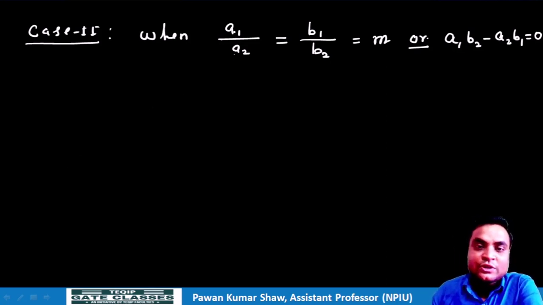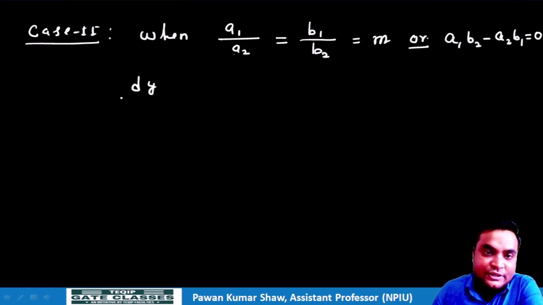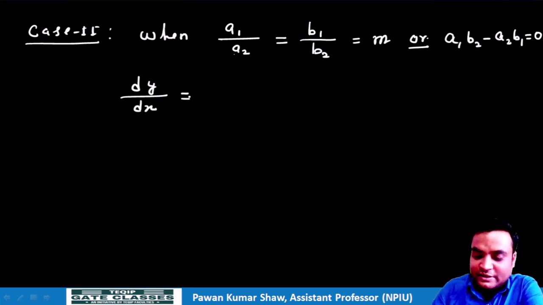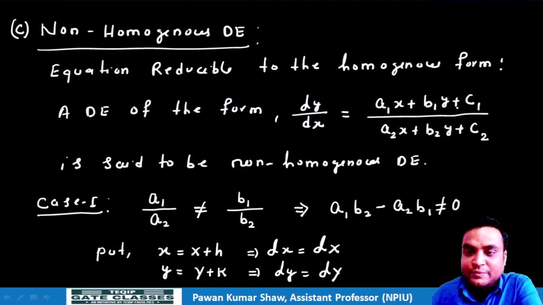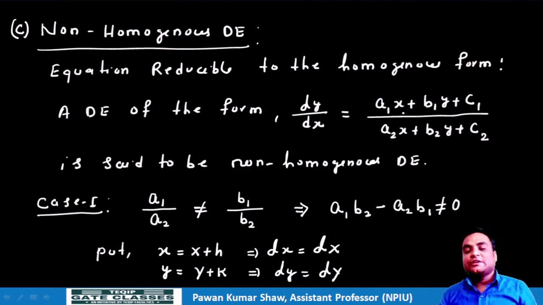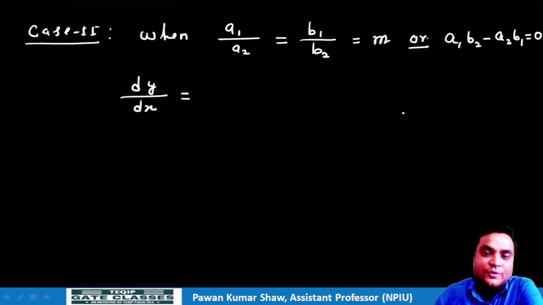In that case, if you notice, we can write a1 as a multiple of a2 and b1 as a multiple of b2, and this m is some constant value. The differential equation was dy by dx equal to a1x plus b1y plus c1 divided by a2x plus b2y plus c2. Since we are assuming a1 by a2 is equal to b1 by b2, and that value is m, that means a1 we can write as m times a2, and b1 as m times b2.